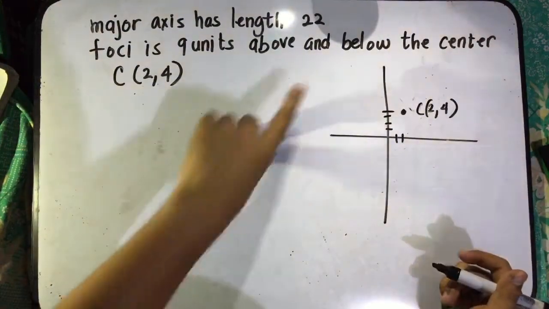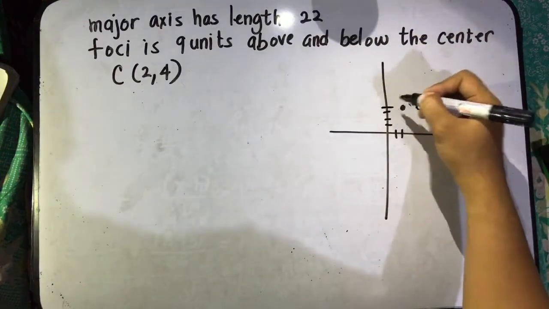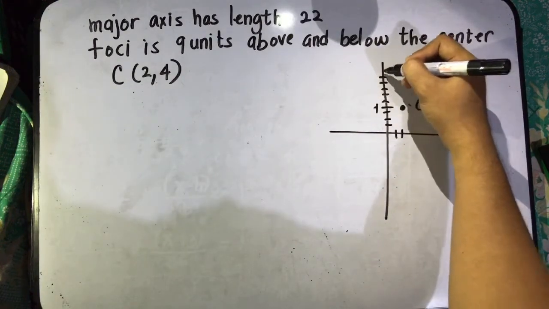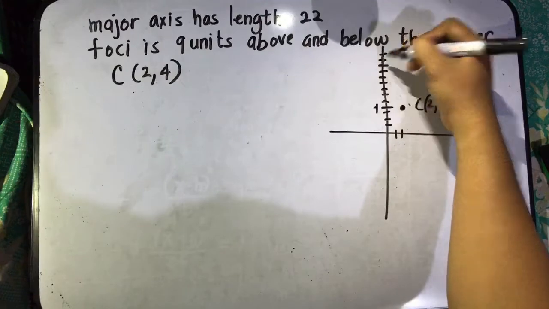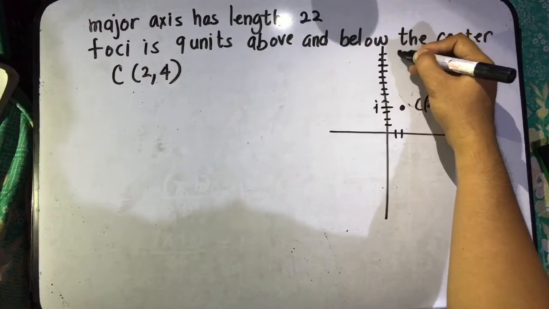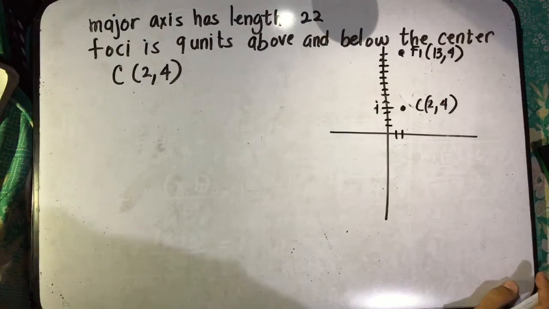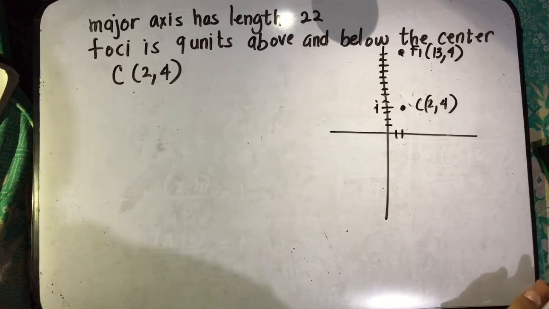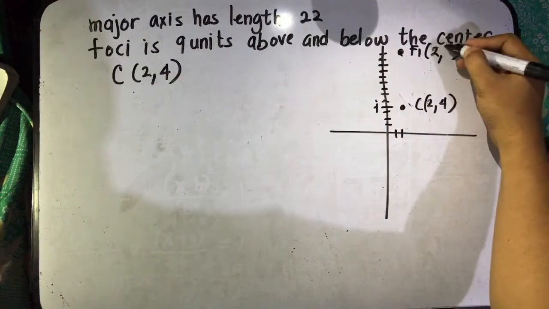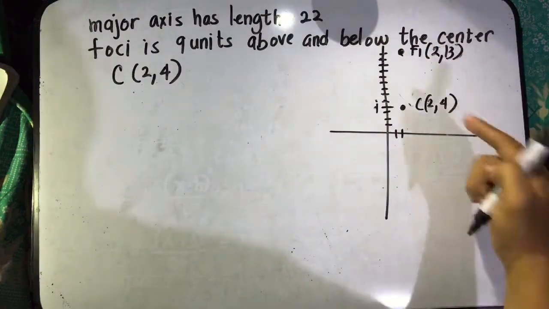Yung foci daw is 9 units above and below. So, kailangan tataas at bababa dun sa center. 9 daw. So, if this is 4, 1, 2, 3, 4, 5, 6, 7, 8, 9. So, 4, 5, 6, 7, 8, 9, 10, 11, 12, 13. So, ibig sabihin, nandito yung F1. Located siya sa 13, 4. Okay, 9 daw kasi. So, located siya sa 2 and where? 2 and 13. Why? Because 9 plus 4 is 13. So, that is the coordinate of one of the focus.